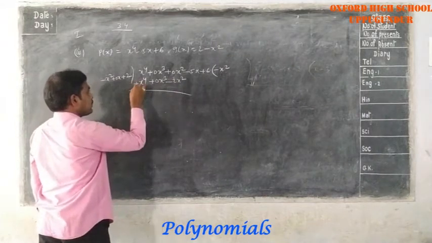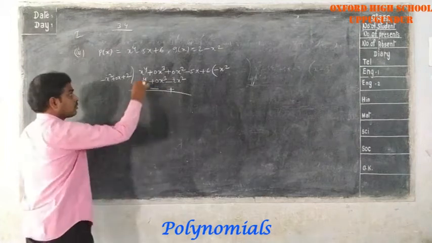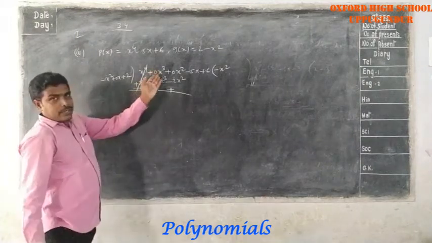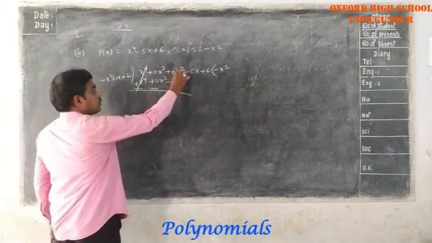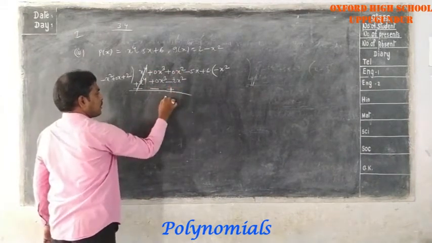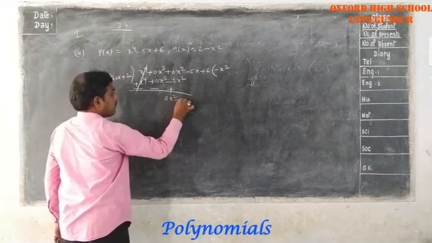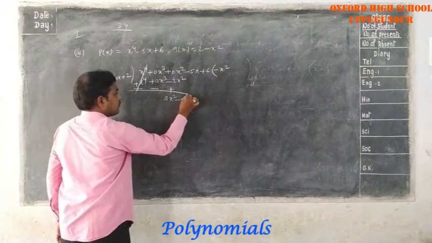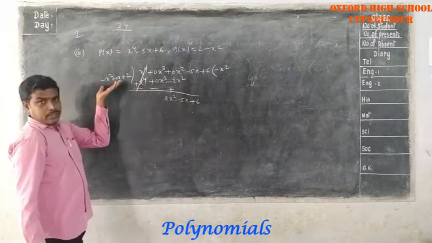So subtracting these, plus becomes minus, minus becomes plus. When you are subtracting 0x cube, you will get 0. That's why I am not writing it here. 0x square plus 2x square, you will get 2x square. So next term is minus 5x. Next is plus 6. Why I am taking 3 terms here means here we are having 3 terms.